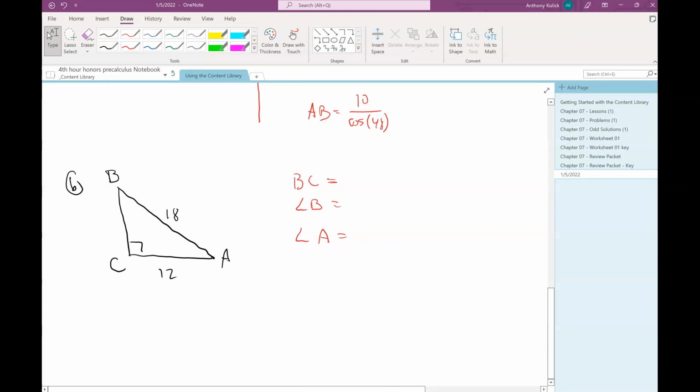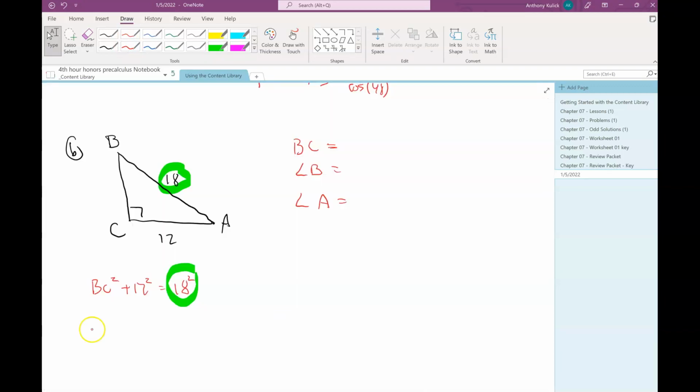Great. So what equation would I write? You would write b squared plus 12 squared equals 18 squared. Okay. Everybody agree with that? Again, remember that the hypotenuse has to be the piece by itself in the Pythagorean theorem. So subtracting 12 squared and then square rooting both sides.